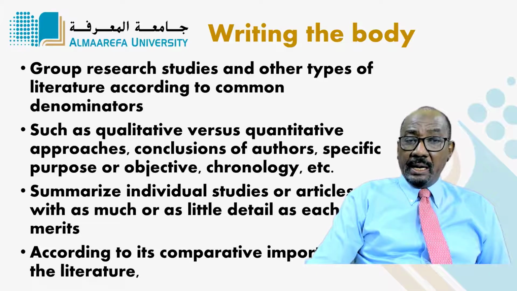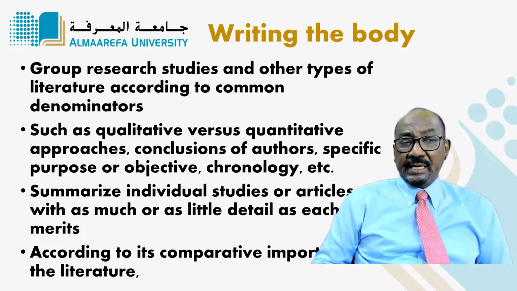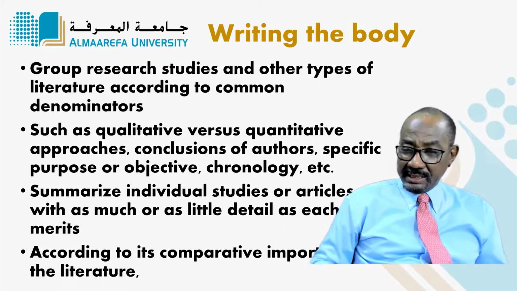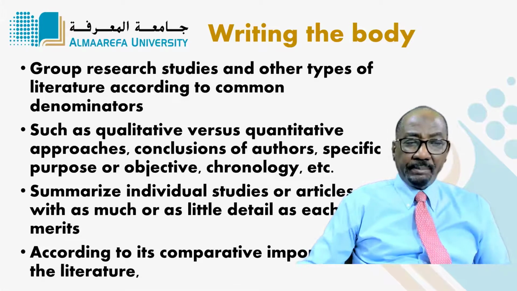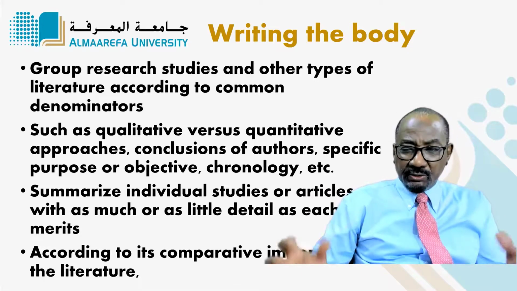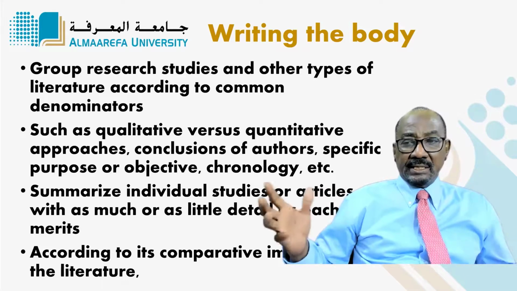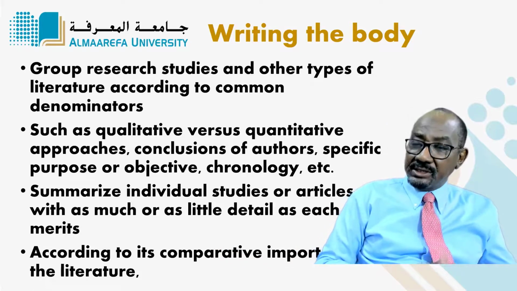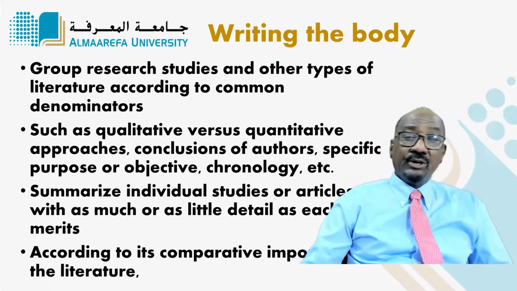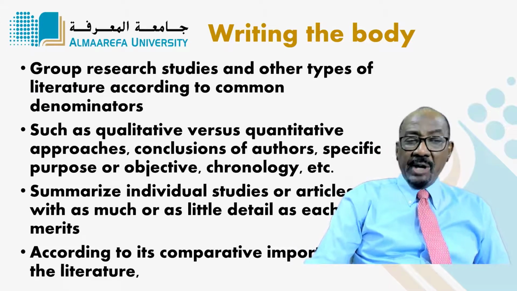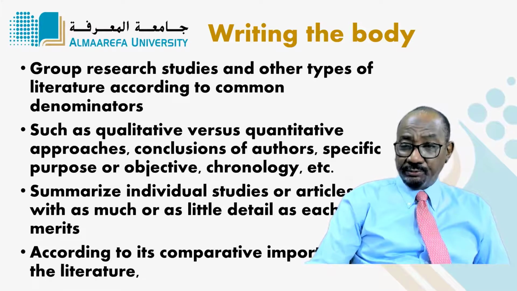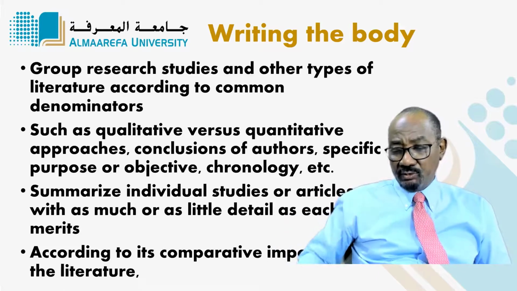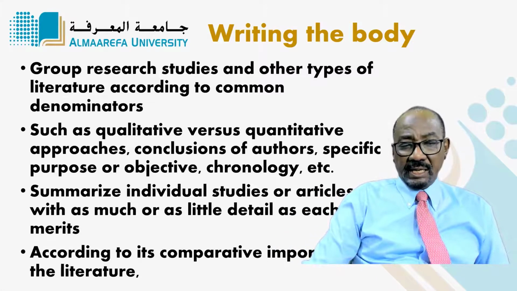Now, you can group the research studies and other types of literature according to common denominators, such as qualitative versus quantitative approaches. You don't mix them up. Now, conclusions of the authors. For example, I studied 20 papers. 7 of them reached a particular conclusion. The other 13 reached a slightly different conclusion. So I group them together. Maybe the purpose or the objective of the research, or the time. I will start with a particular era and then move into another era. So this is called the chronological arrangement.